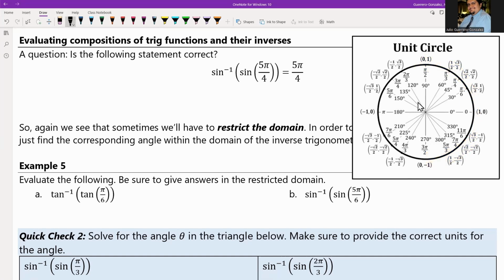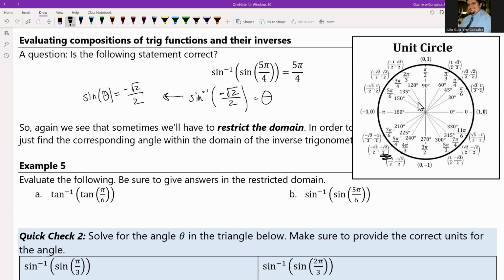So what we have is this. Let's work with this first. What's sine of 5 pi over 4? If we look at the unit circle, sine of it is negative root 2 over 2. So this reduces down to sine inverse of negative root 2 over 2. And what we were doing before is I can call this theta, so sine of some theta has to be equal to negative root 2 over 2.